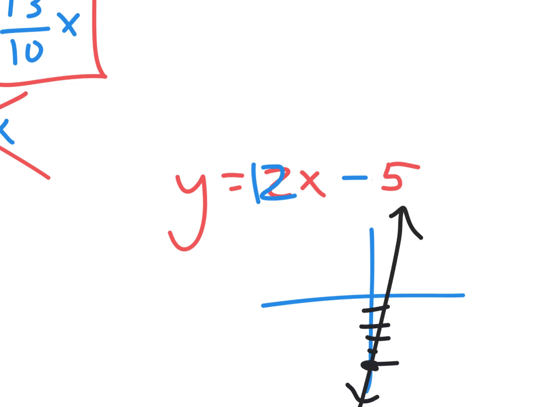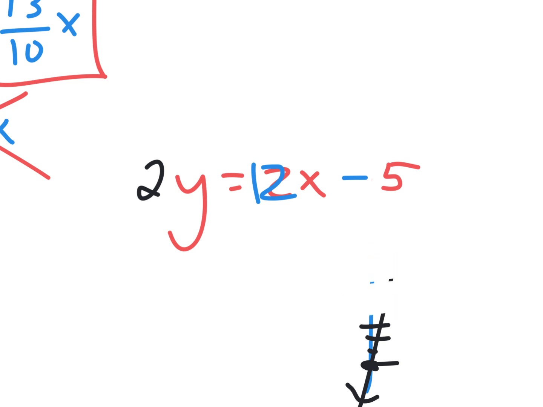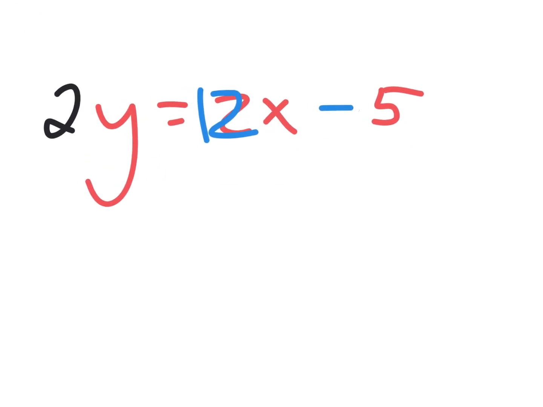So how can we make it more complicated? What if we put a 2 here? Do you get all of a sudden the slope isn't 12 anymore? And the y-intercept isn't 5 anymore? What would you have to do to get the slope and the y-intercept? Well, you do something to both sides. What do? You don't know? It's really easy. Just got to get the y alone. Divide by 2.